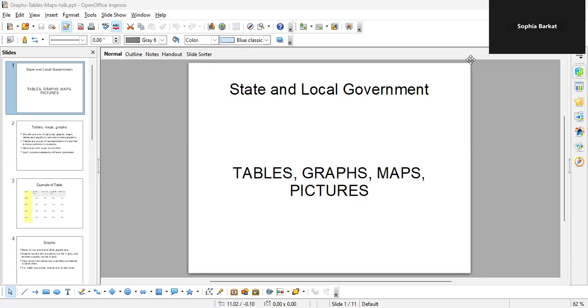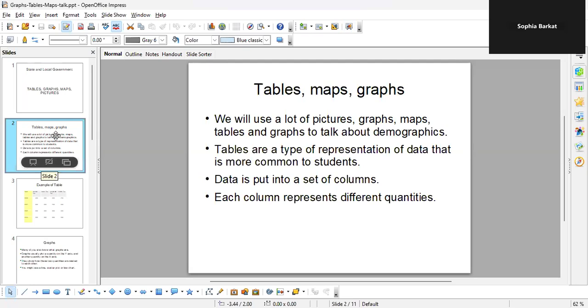This week, you are going to analyze some data, and so I wanted to go over how this is going to happen. So let's look at tables, maps, and graphs. We will use a lot of pictures, graphs, maps, tables, etc., to talk about demographics, right? And data.